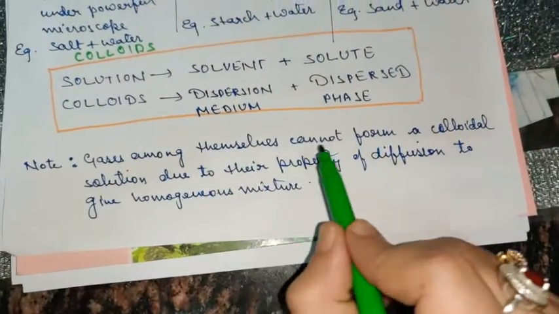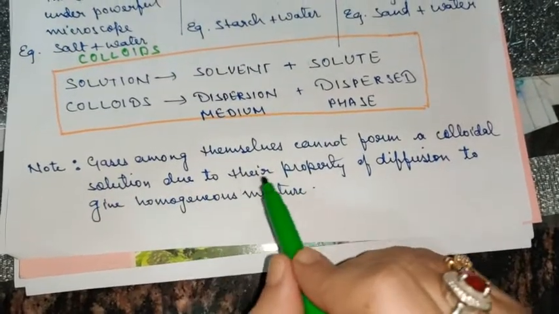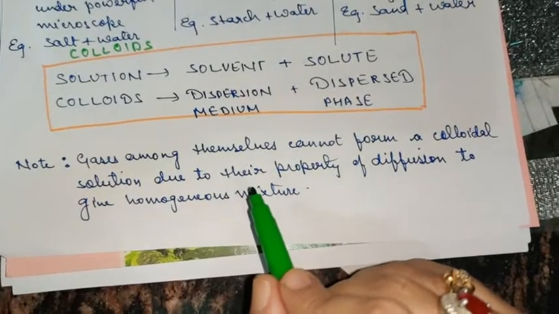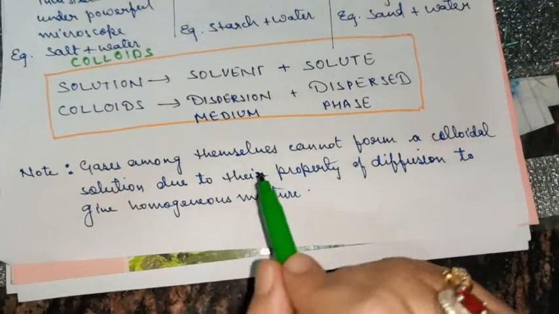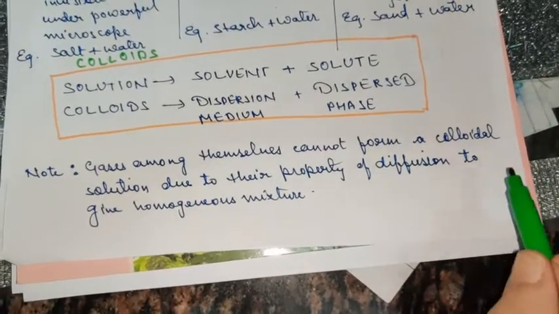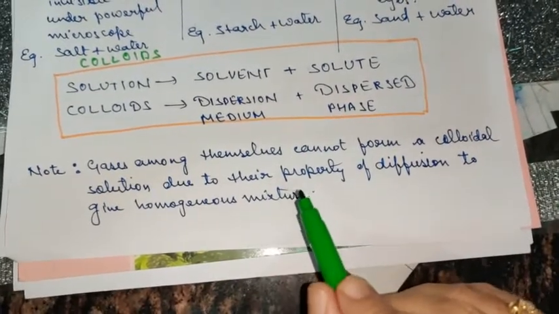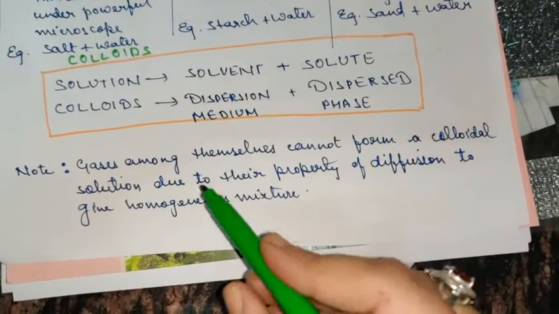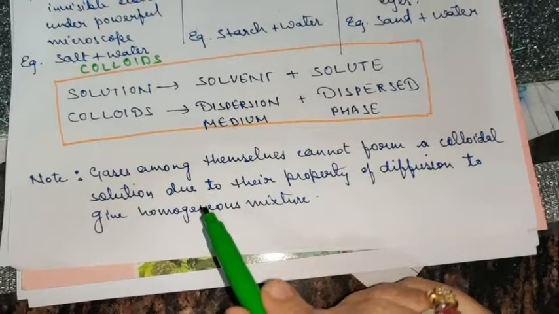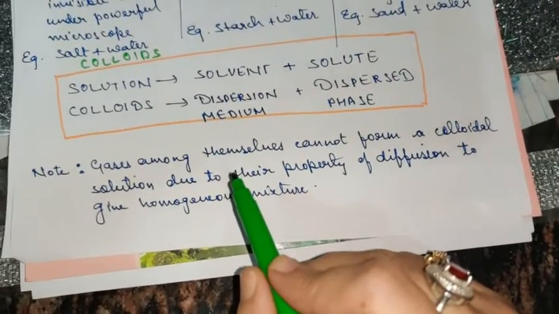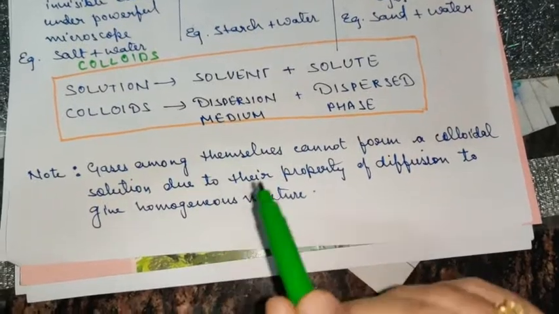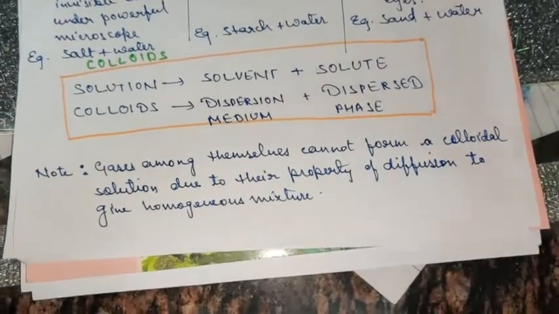Gases among themselves cannot form a colloidal solution because of their property of diffusion to give homogeneous mixture. So two or more gases can never mix up to give rise to a colloidal solution. Why? Because when they mix up, the rate of diffusion is so high that they prepare a homogeneous mixture instead of heterogeneous. And as you know that colloidal solutions are heterogeneous in nature, so you'll never get a colloidal solution prepared with the help of two different gases.